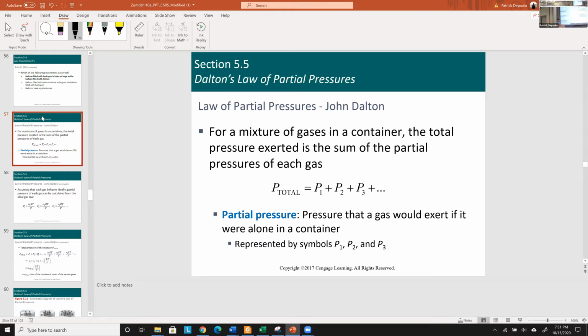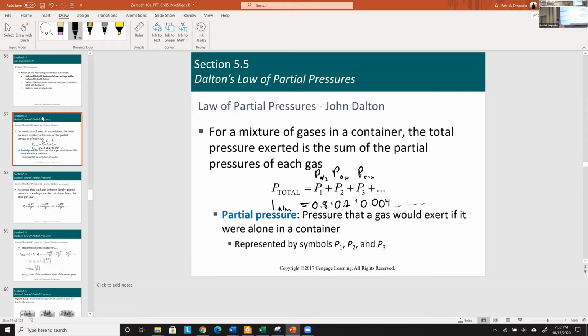So let's say the total atmospheric pressure in our atmosphere right now is 1 atm. Then the partial pressure of nitrogen, PN2, is going to be 0.8. PO2 is going to equal about 0.2. And let's say PCO2 is going to equal 0.004, et cetera. So the idea is that all the partial pressures added up are going to equal the total.